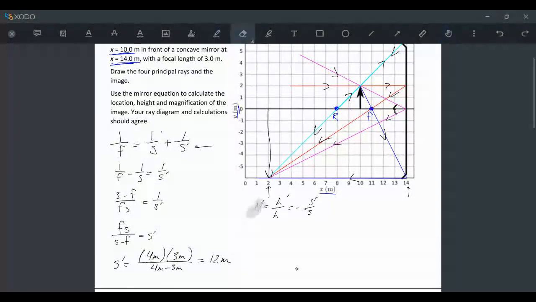If we ignore the magnification for a second, and we just work with the 4 quantities here, we have S prime now, we have S, and we have H. If we want to get the height of the image, that equals minus the height of the object times S prime over S. The object height was 2 meters. The image position we just found was 12 meters from the mirror.